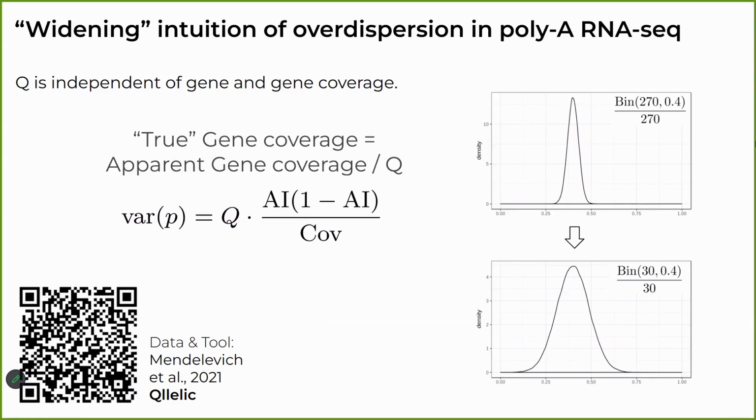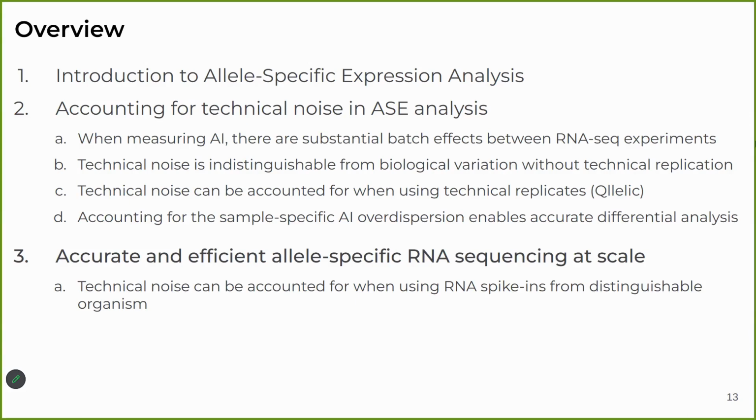In our previous work, we have shown that dispersion in poly-A RNA-seq experiments behaves like a widening by an experiment-specific quality correction coefficient, q, which is independent of coverage. The intuition is like that. We should consider and treat the observed gene coverages as if they were q times smaller. Summing up, the problem of accounting for dispersion in allelic read data may be solved when having replicates. When dispersion is calculated for each sample and accounted for, accurate differential analysis for allele-specific expression becomes possible.